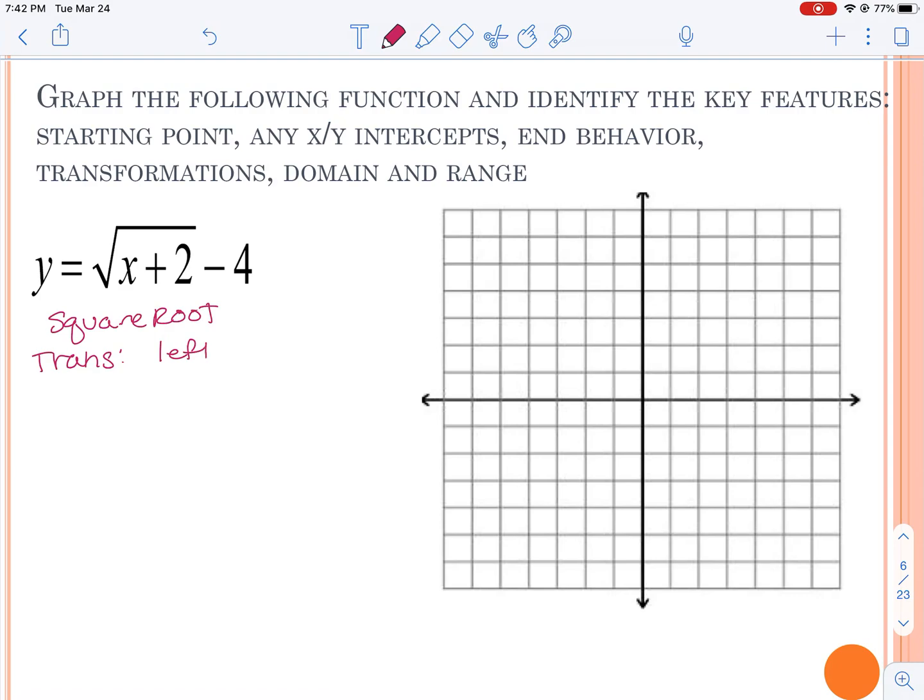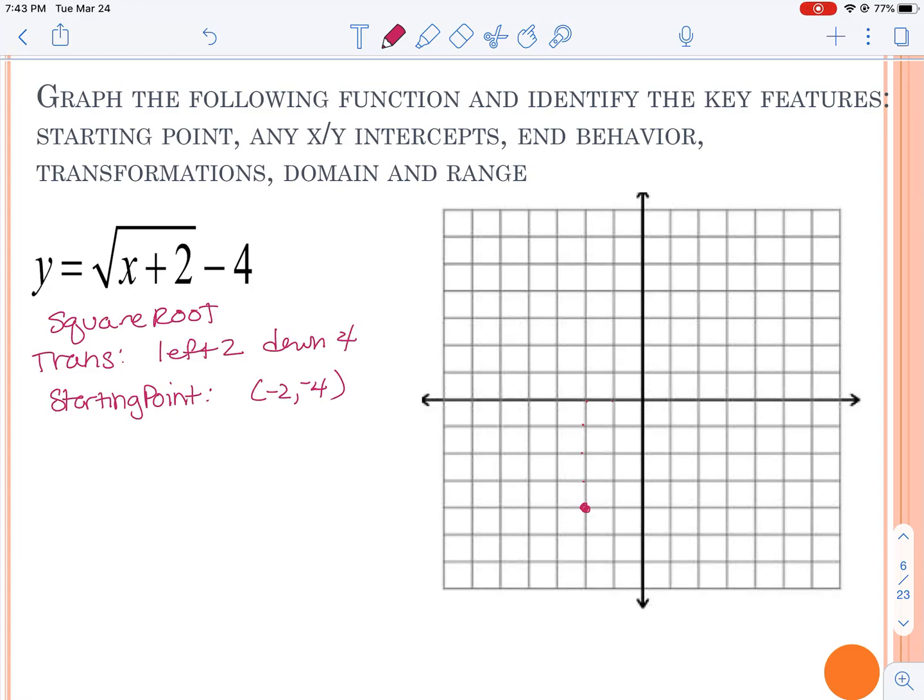The transformations, we're going to go left 2, down 4. Well, this one doesn't really have a vertex, so that left 2, down 4 is what I call a starting point. I don't know a better word for it, but I just go by starting point. So -2, -4. So I would go left 2, 1, 2, 3, 4.